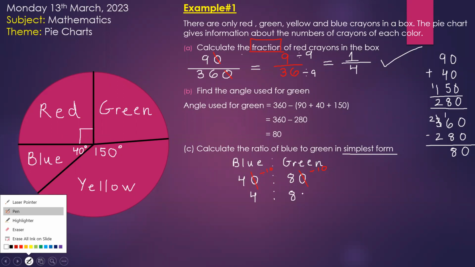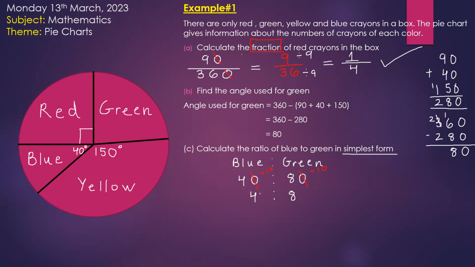And we left it at 4 to 8 because we're trying to put it in simplest form. So we canceled the zeros. That's 4 to 8. And now, since we have 4 to 8, we want to divide by 4, because 4 could go into itself and 4 could go into 8. So divide by 4.